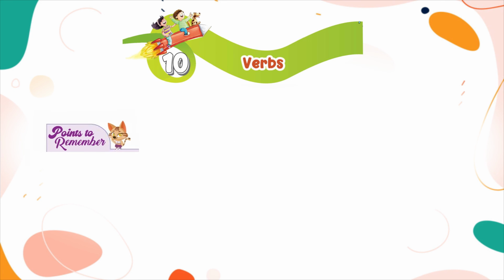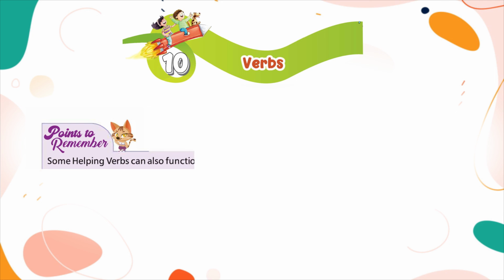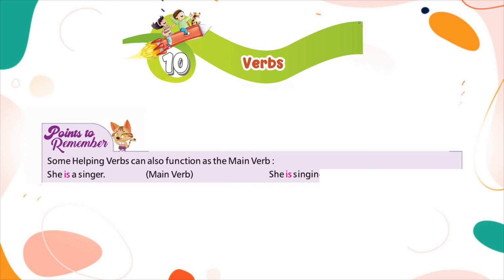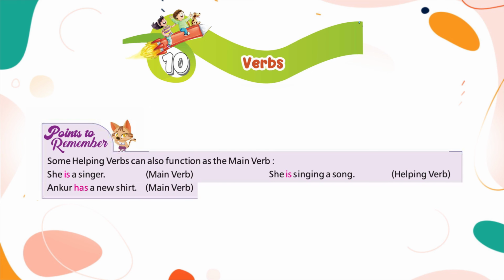Points to remember. Some helping verbs can also function as the main verb. She is a singer, main verb. She is singing a song, helping verb. Uncle has a new shirt, main verb. Uncle has torn his new shirt, helping verb.